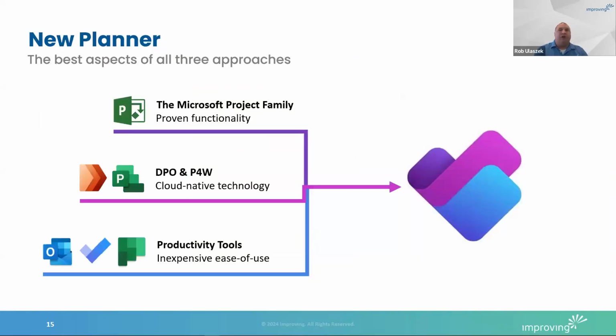The new Planner is really a product of all three approaches. The Microsoft Project family provides that time tested functionality. The structure of the data used to manage projects can be tracked back to this product line. DPO and P4W provide the transition of this functionality into the Power Platform so they can be cloud native. And finally, the productivity tool legacy reinforces that need to keep things cheap and easy to use. Now that we know where it comes from, let's take a closer look at its features and functionality.